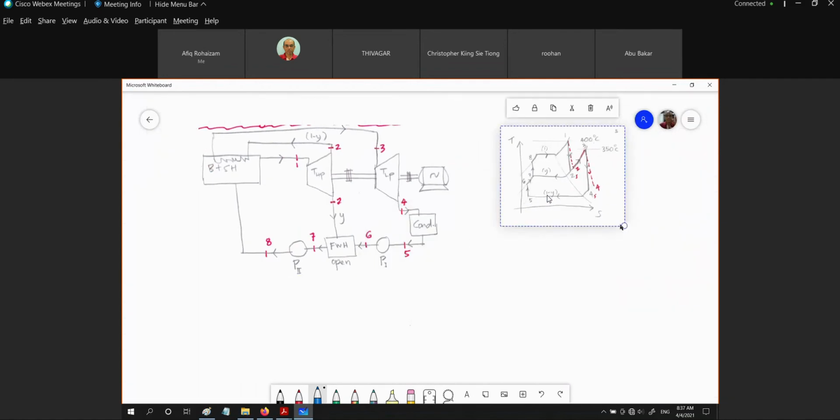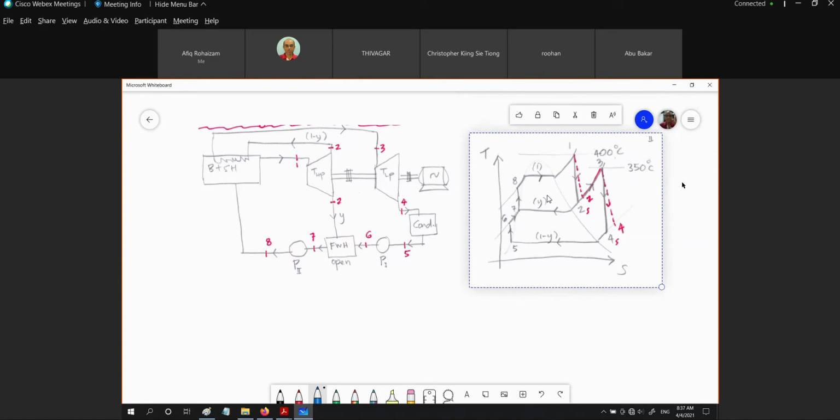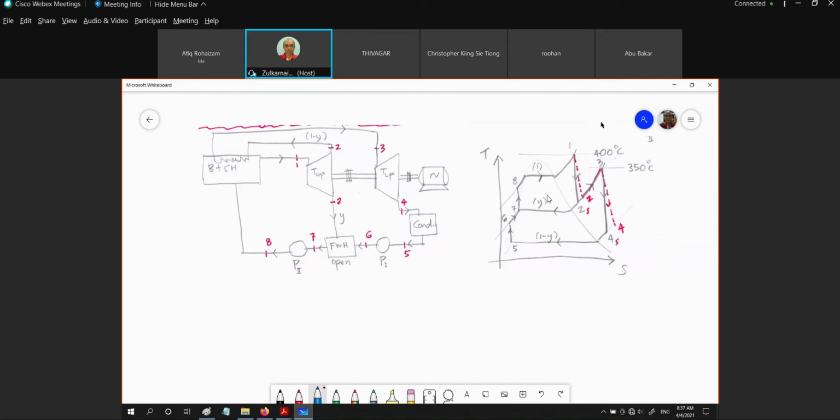Okay, these are the given properties. This is the temperature involved for the inlet of the first turbine, and this is the temperature for the inlet of the second turbine. In this case, we are given the isentropic efficiency for each turbine. And then the pressure of this boiler is as what we have before.